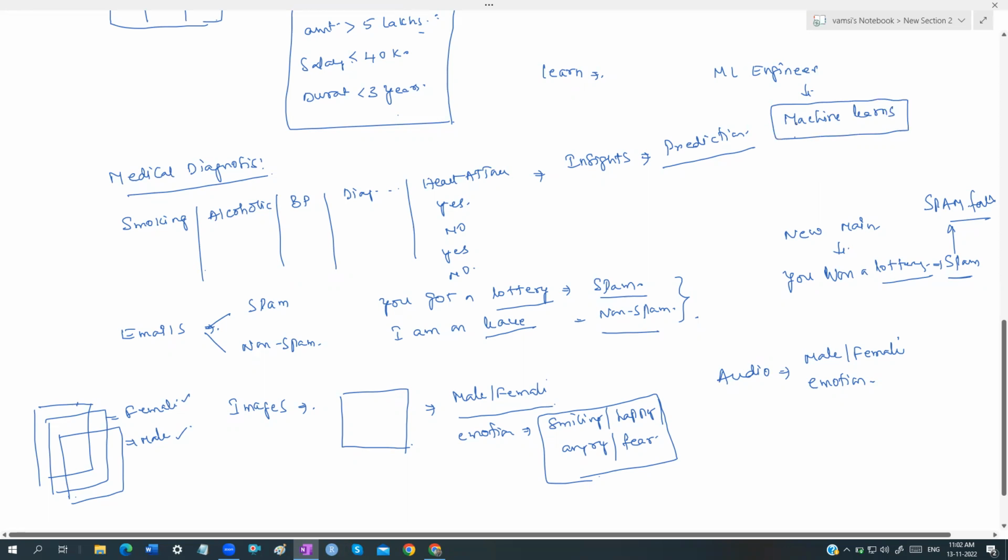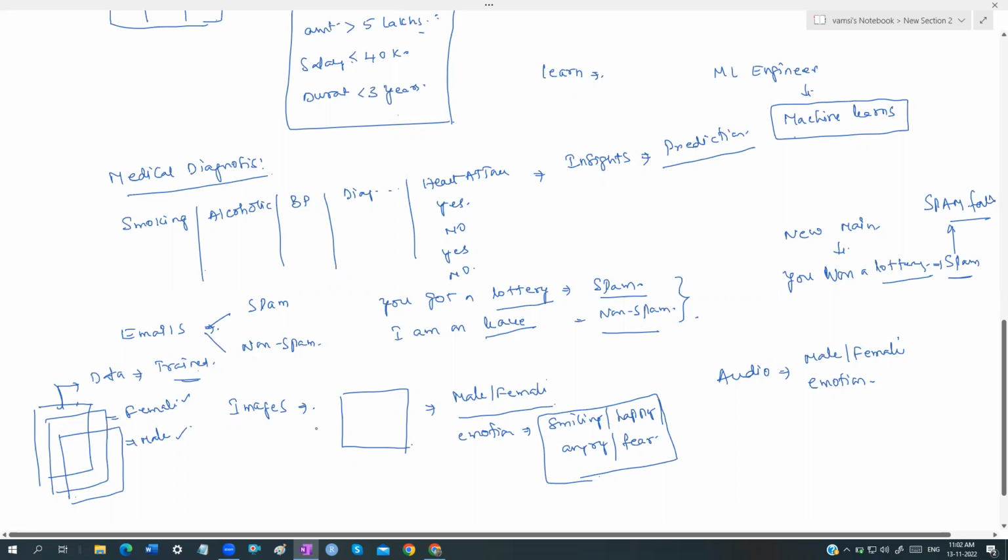Machines can't learn from raw data directly. We can't give the image to the machine directly. Machines can't study directly from images. So from the images, we have to get some data, and that particular data will be given to the machines. What is the data? We'll discuss it later. This data is given to the machines, and the machines get trained.